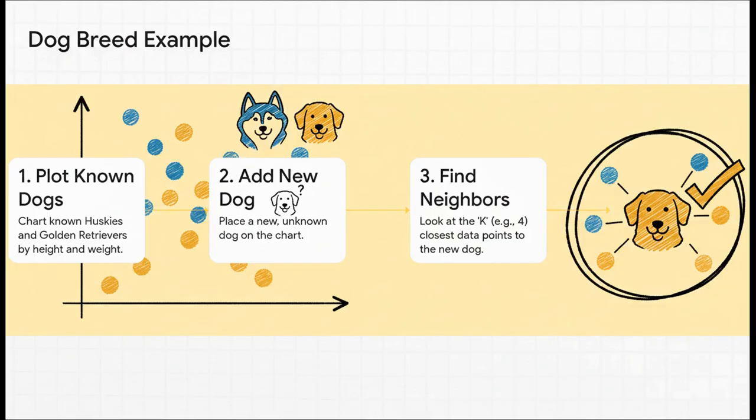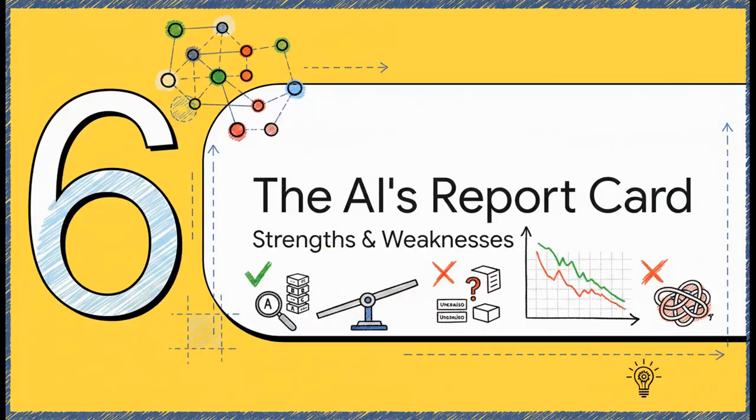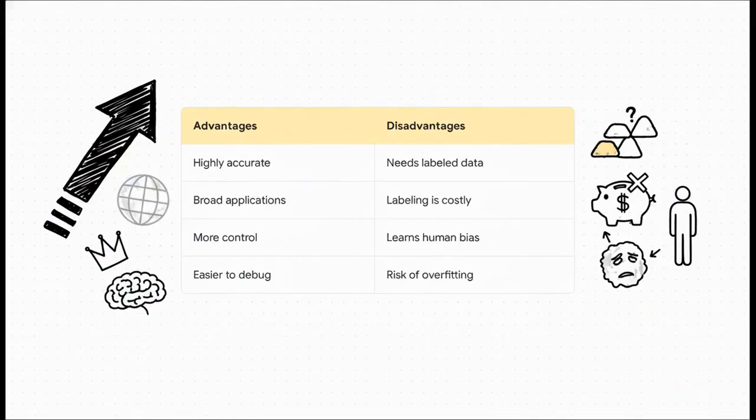Simple, but so effective. But, just like any tool, supervised learning isn't a silver bullet. It's not some magic wand. It is incredibly powerful, for sure, but we need to have a clear-eyed view of its strengths and its weaknesses. So here's the report card. On the one hand, these models can be amazingly accurate, and you can use them for almost anything. But they have a huge weakness. They are so hungry for labeled data. And getting that data, cleaning it, labeling it, that's expensive, and it takes a ton of time.